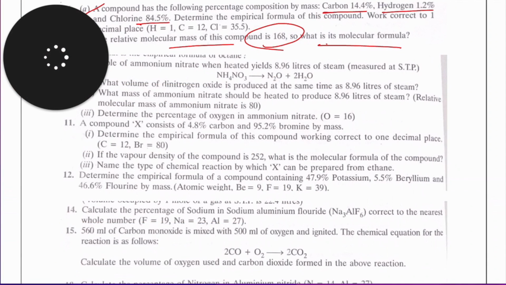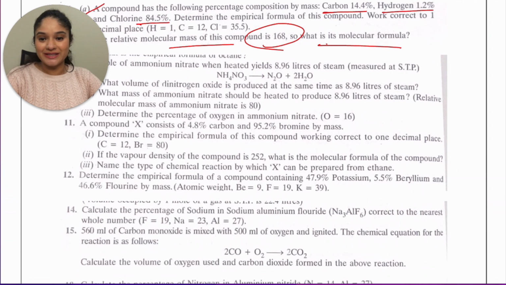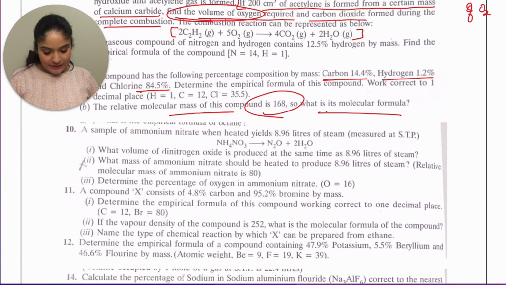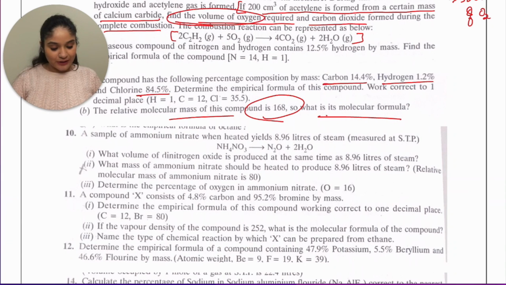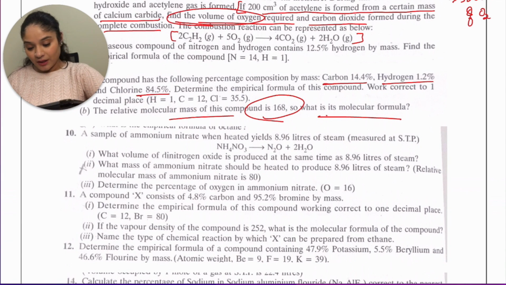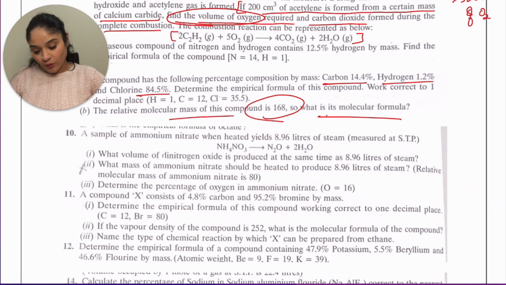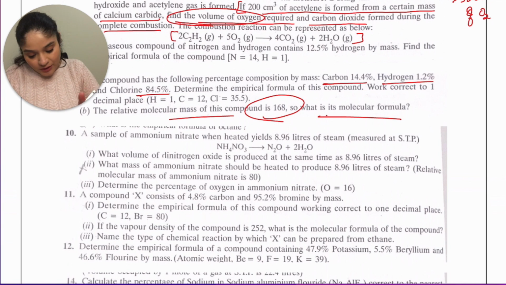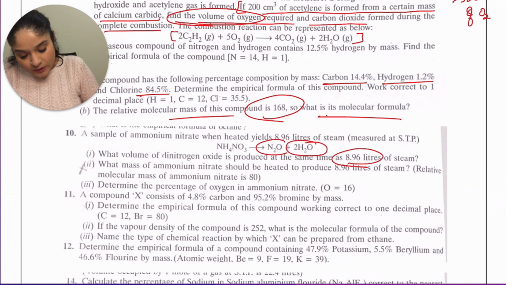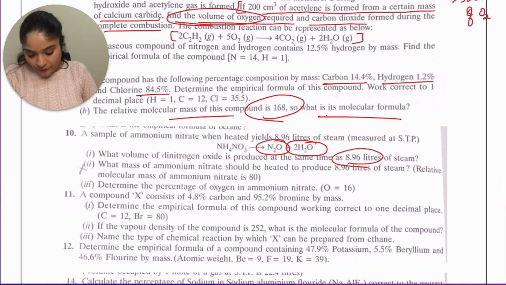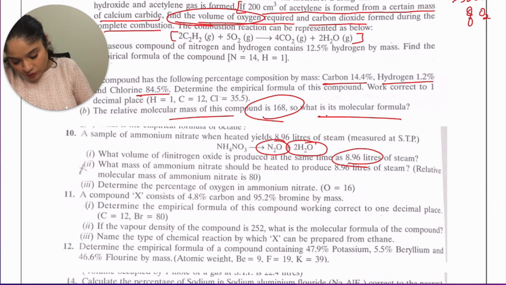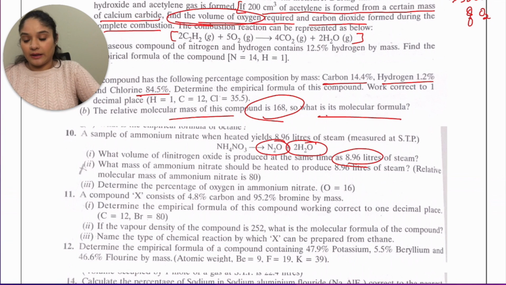Okay students, let's move on to question number 10. The question says a sample of ammonium nitrate when heated yields 8.96 liters of steam. Then you have the equation given. What volume of dinitrogen oxide is produced at the same time as 8.96 liters of steam? Okay, so we'll be talking about these two compounds. Now I don't have enough space here, so I'll just try and do it right here wherever I get space.